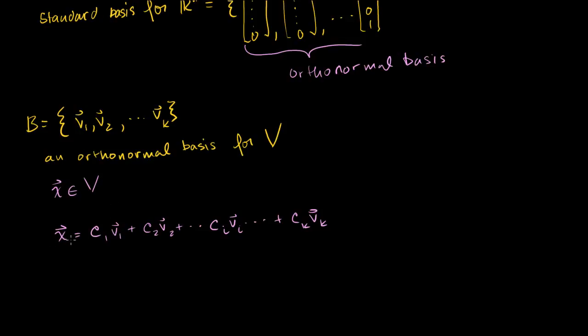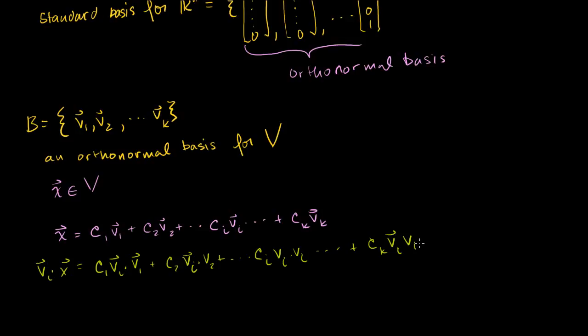Now, what happens if we take the dot product of both sides of this equation with vi? So I'm going to dot both of these sides with vi. So I get vi dotted with x is going to be equal to what? Well, we could just pull the constants out. It's going to be c1 times vi dot v1 plus c2 times vi dot v2 plus all the way to ci times vi dot vi. And then you keep going, plus all the way to ck times vi dot vk.